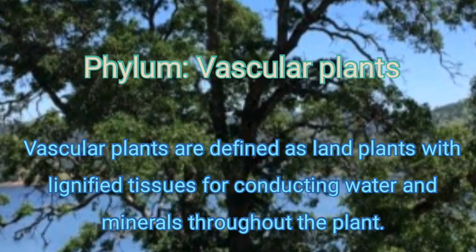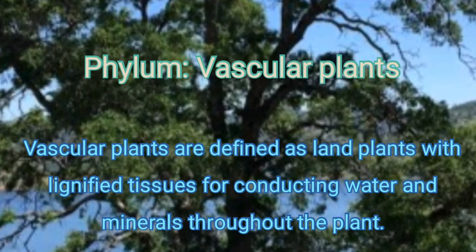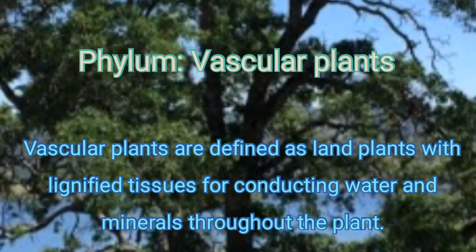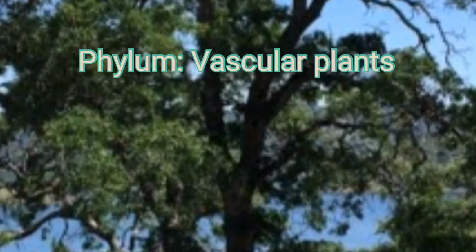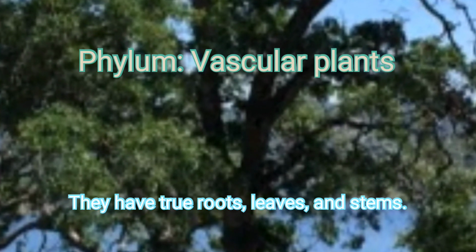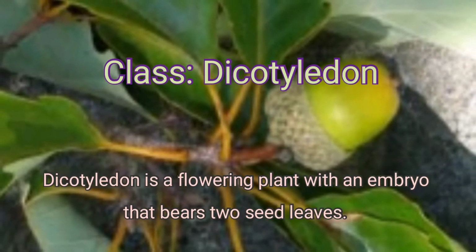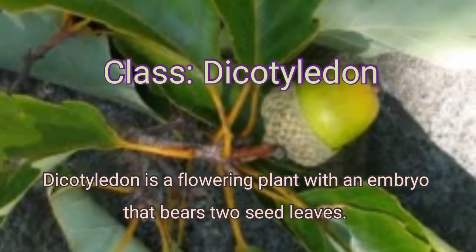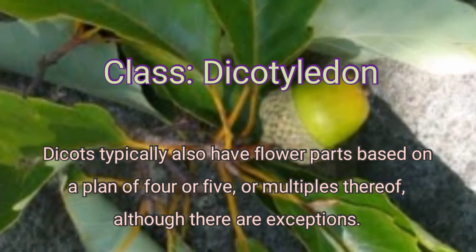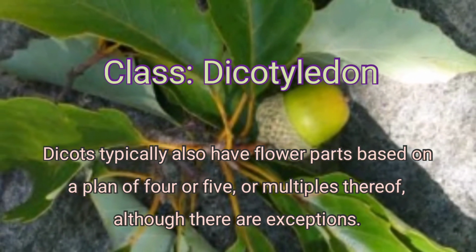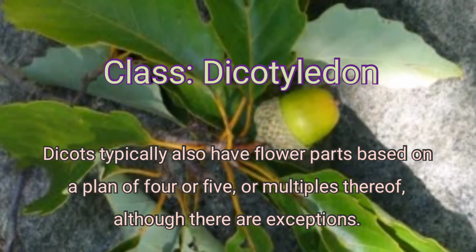Vascular plants are defined as land plants with lignified tissues for conducting water and minerals throughout the plant. They have true roots, leaves, and stems. A dicotyledon is a flowering plant with an embryo that bears 2 seed leaves. Dicots typically also have flowers based on a plan of 4 or 5 or multiples thereof, although there are exceptions.